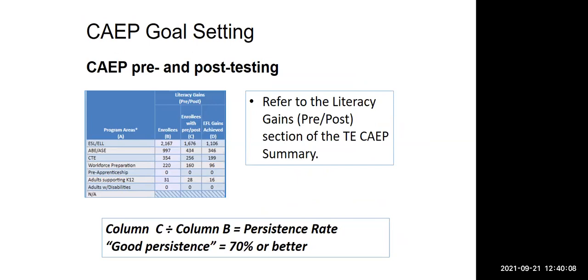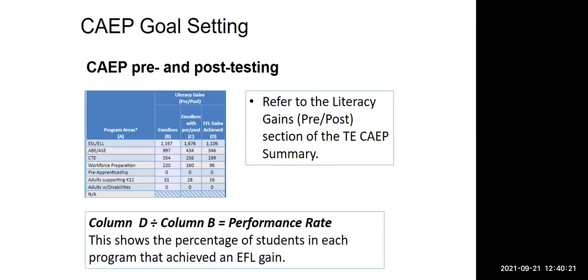I'll just note 70% is my informal rule of thumb for good persistence. Obviously, last year that's a little different, but I'll stick with 70% from a historical point of view. The other thing you can do is monitor performance. That would be column D divided by column B.